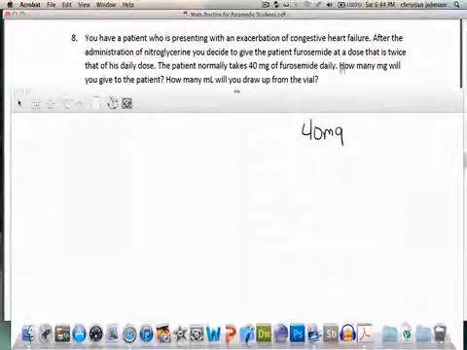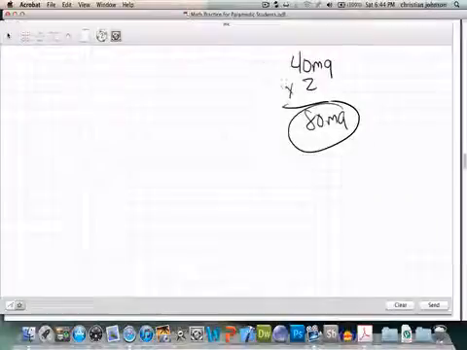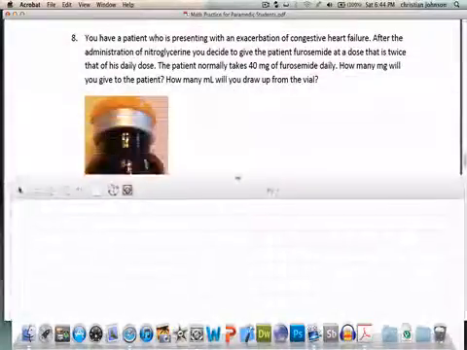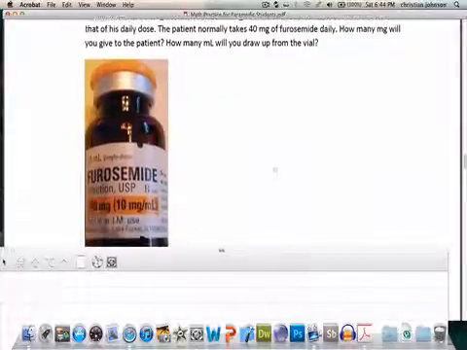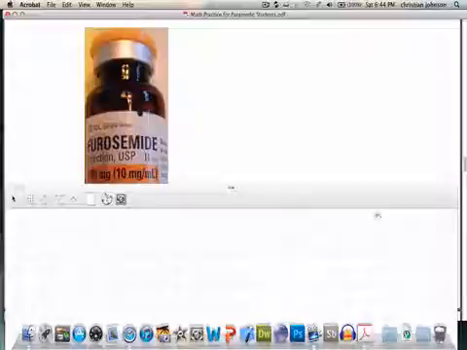Well, the problem asks you to give a dose that is twice the daily dose, so if his daily dose is 40, all you got to do is times that by 2, and you get 80 milligrams. So that's how much you're going to give the patient. So that becomes your desired dose. So we know we got to give 80 milligrams.